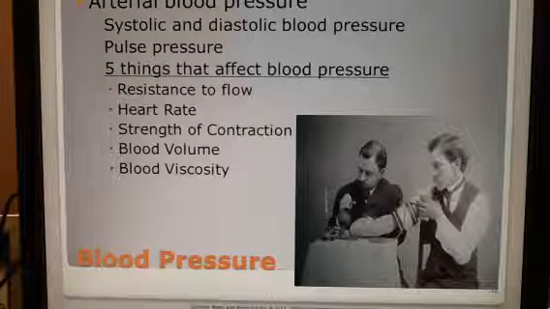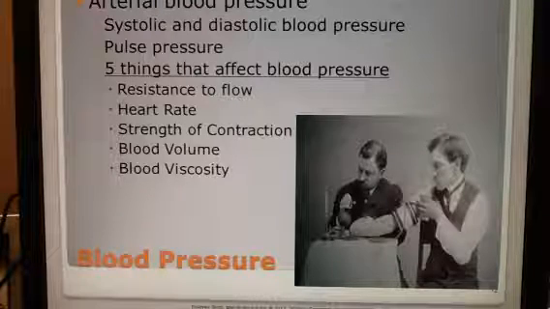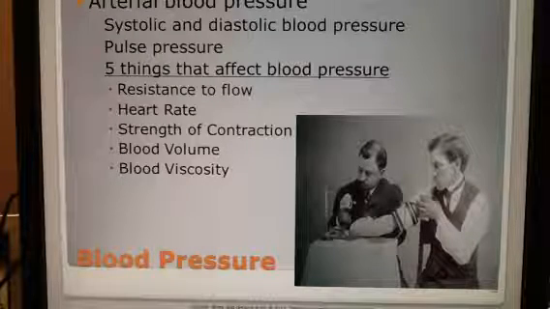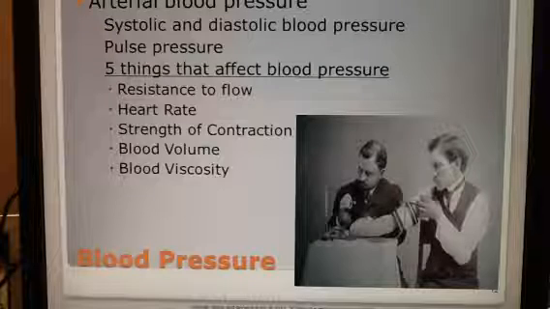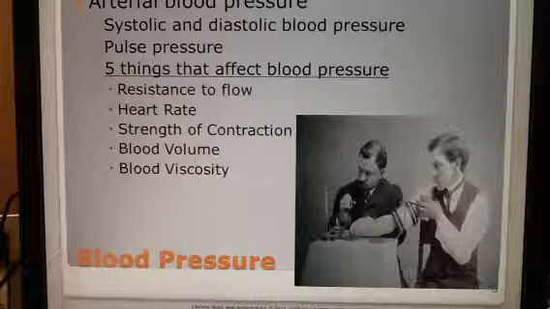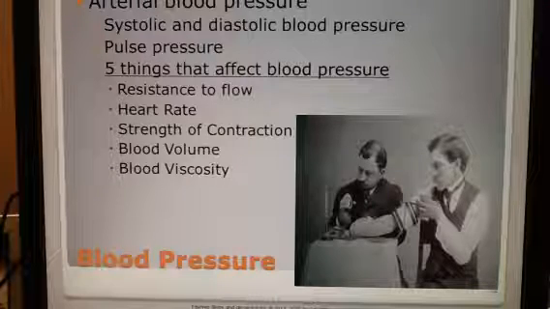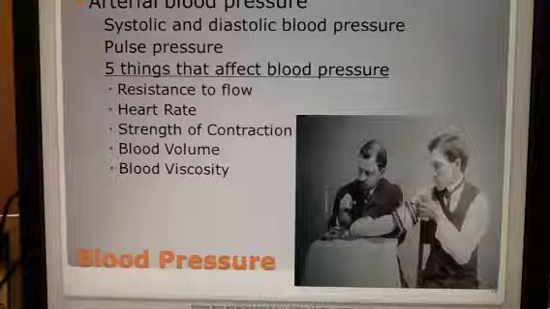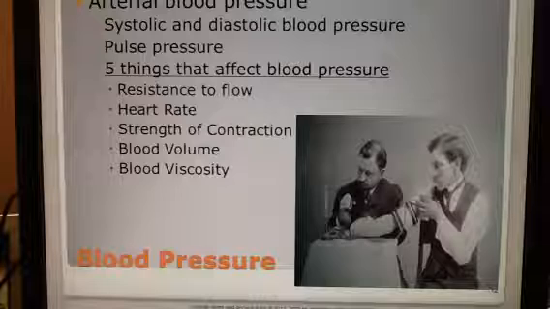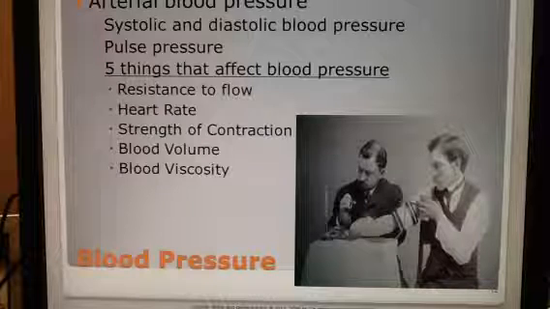But we have to remember that there are 5 things that affect blood pressure. So when we're measuring pulse pressure, we want to make sure that none of these things are affecting the blood pressure so we can get an accurate view of the heart. The 5 things that affect blood pressure are resistance to flow, so that would be the contraction or dilation of the vessels. When the vessel is more contracted or has a smaller diameter, then the blood pressure is going to be higher because the heart has to pump harder to get the blood flow through a smaller diameter. And then the opposite if there's a larger diameter.